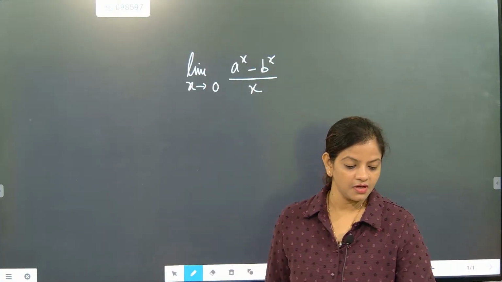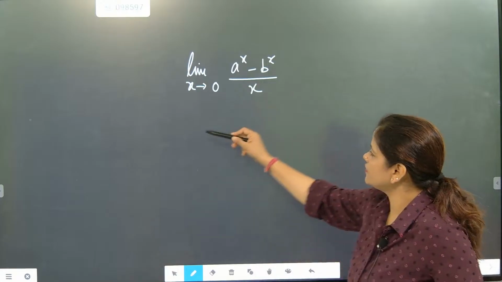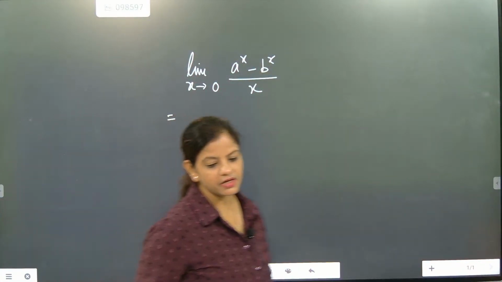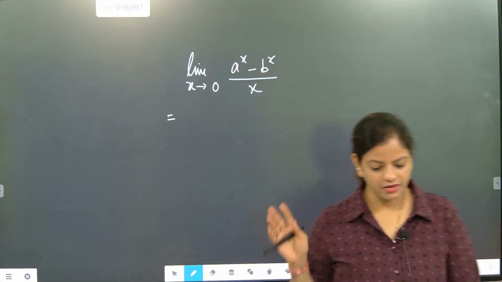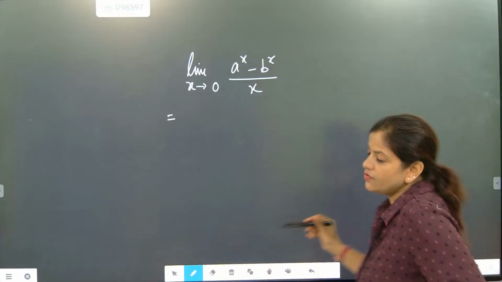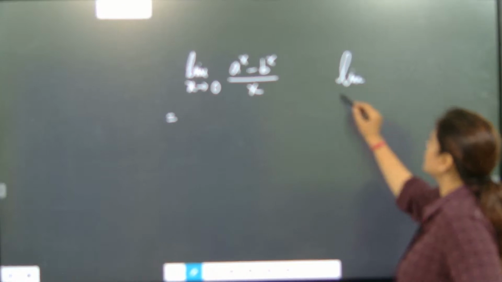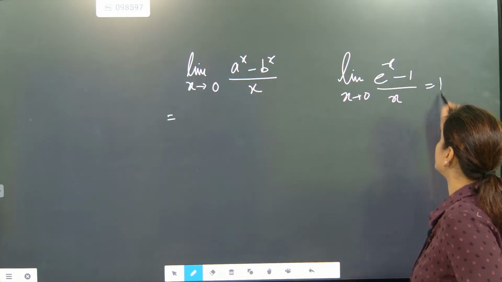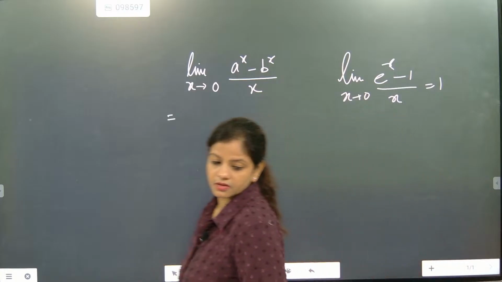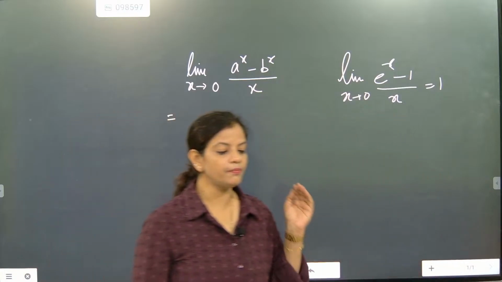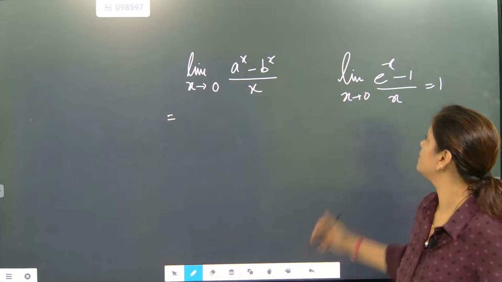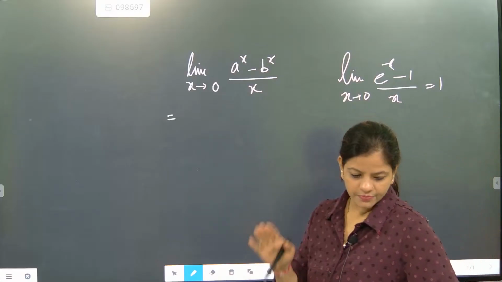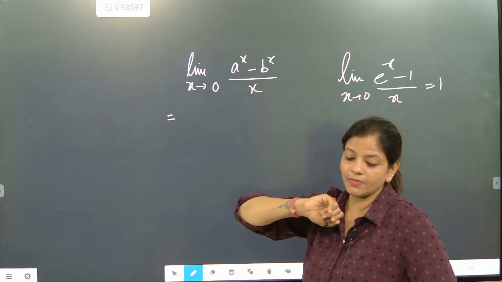Okay, so now look here. We will do one work. These questions, you need to understand one thing: the exponential part is always important. I gave you one formula in that: limit x tends to 0, e to the power x minus 1 by x equal to 1. This formula you remember, it is always important for you. But here you will say it is not e to the power x.